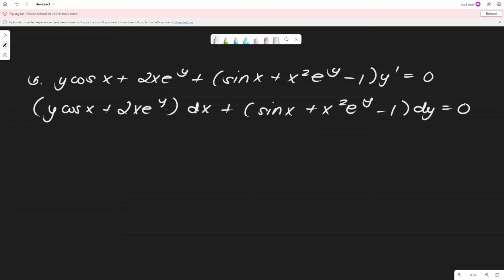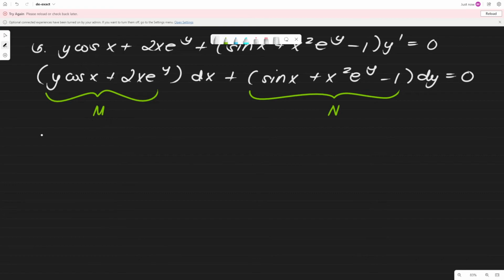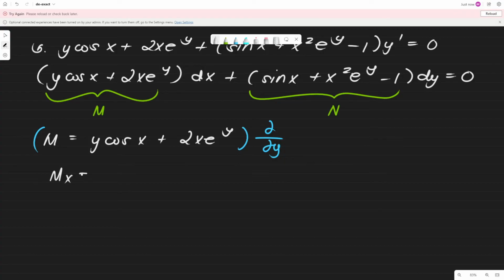So, let's identify what's M. Obviously this is M and this is N. We have M equal to y cosine x plus 2x e raised to y. Then we're going to get the partial derivative with respect to y. So we'll have M sub y, or M_y, equal to cosine x plus 2x e raised to y. Nothing happens to e raised to y, because e raised to y is just e raised to y.